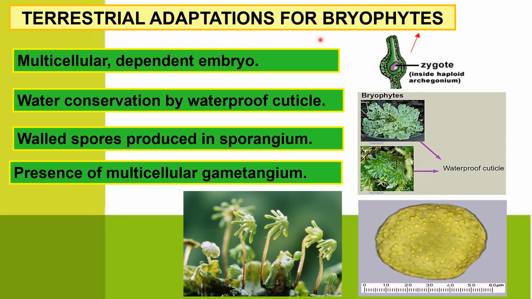Terrestrial adaptation for bryophytes. Bryophytes have a multicellular and dependent embryo which develops in the archegonium for nutrient and water. For water conservation, bryophytes have a waterproof cuticle to prevent excessive loss of water by evaporation. Bryophytes have wall spores produced in sporangium. Wall spores contain sporopollenin and enable the spores to disperse without being dried. Presence of multicellular gametangia in bryophytes surround and protect the gametes.